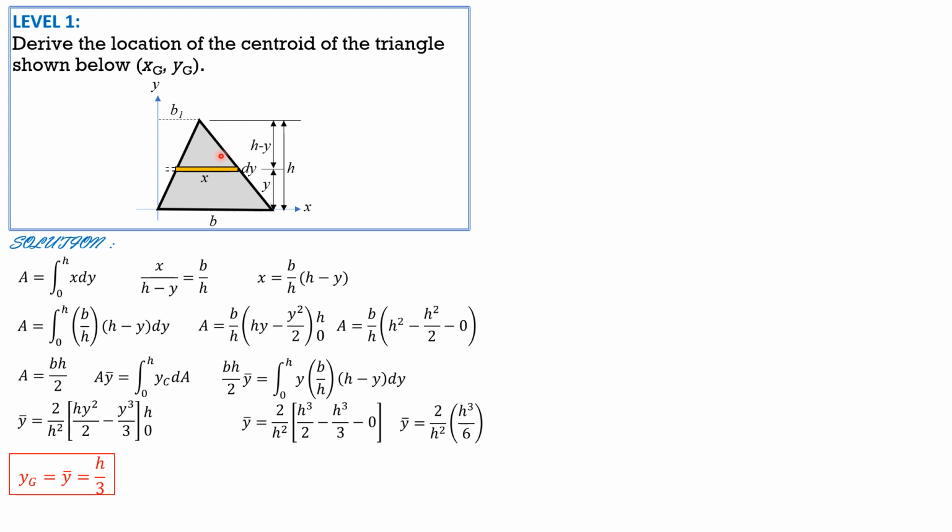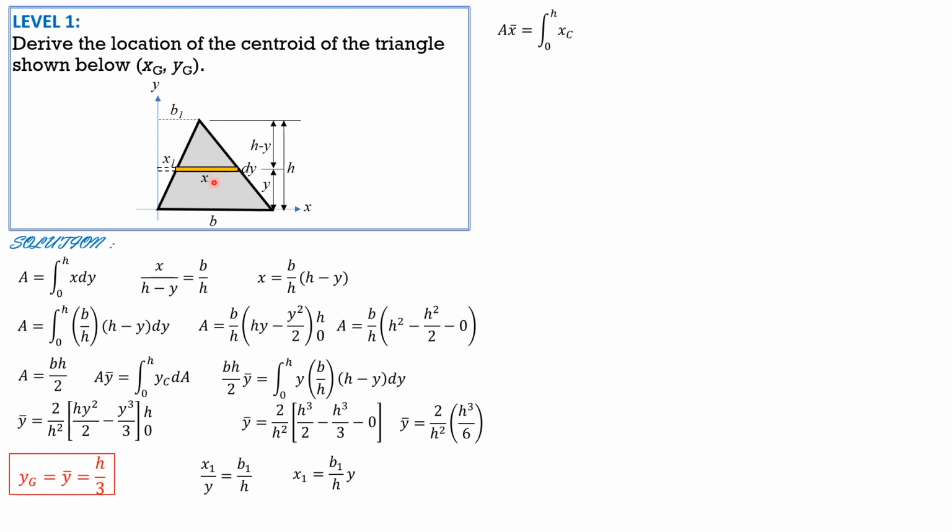So for x bar, this is the centroid. Call that x1. So x1 is to y as b1 is to h. So that means x1 is b sub 1 over h times y. b1 is constant, it's given.